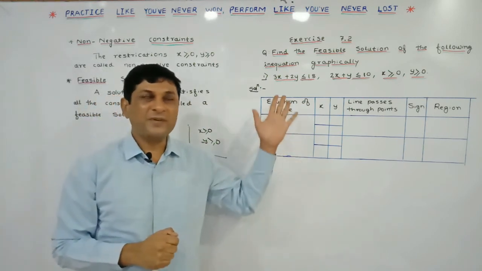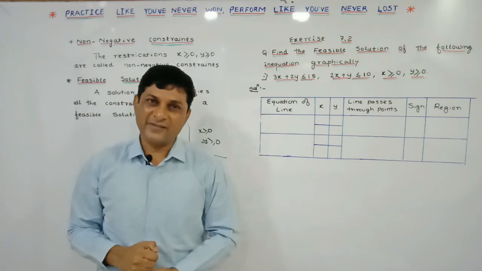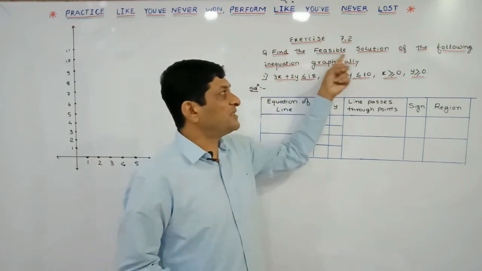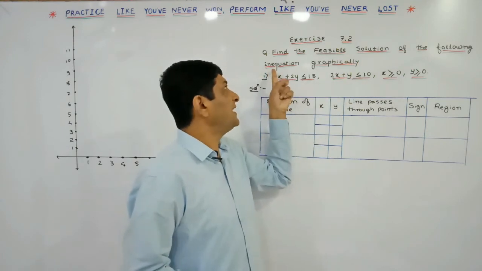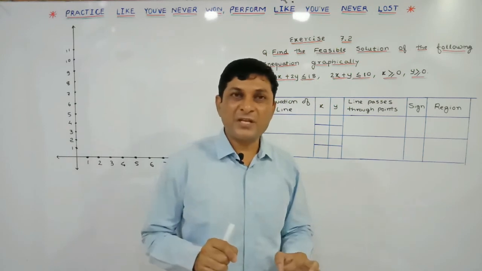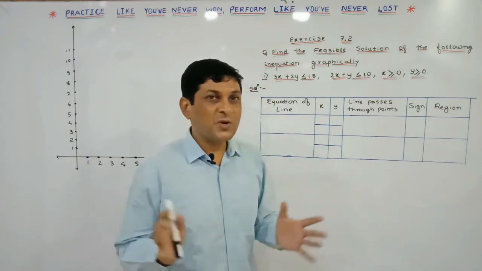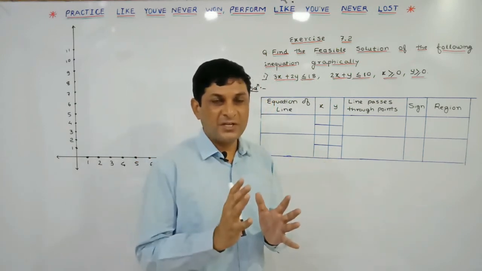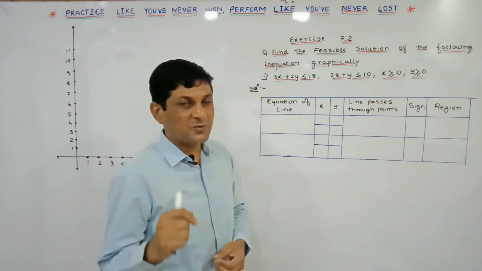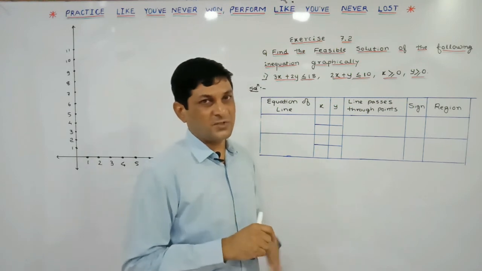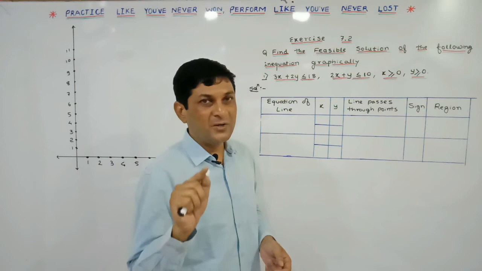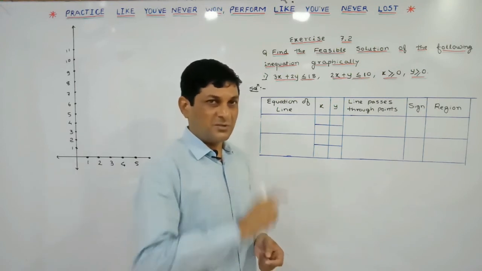Now we are solving an example from exercise 7.1. Now see, in the first example we have to find the feasible solution of the following inequations graphically. Just now we have seen that these inequations are called constraints. So we have to find such a solution which is satisfied by all these constraints. We know that to find the solution set, first we have to draw the line, and later on using the inequality we are able to find our solution set.